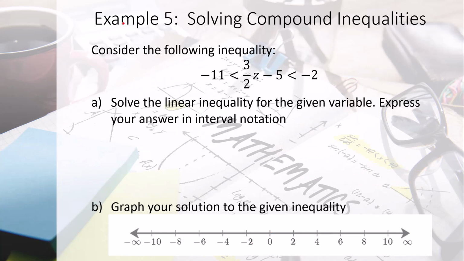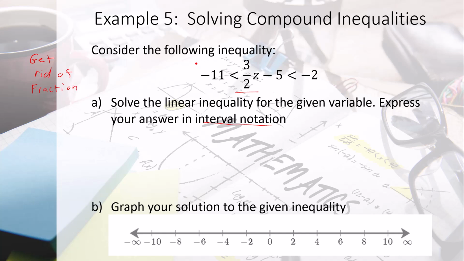For our last example, we have to deal with a fraction. What we need to do is solve the linear inequality for the given variable, which once again is z. We want to express our answer in interval notation. So let's go ahead and do this. Notice that the first thing we want to do is get rid of the fraction, because fractions are evil.